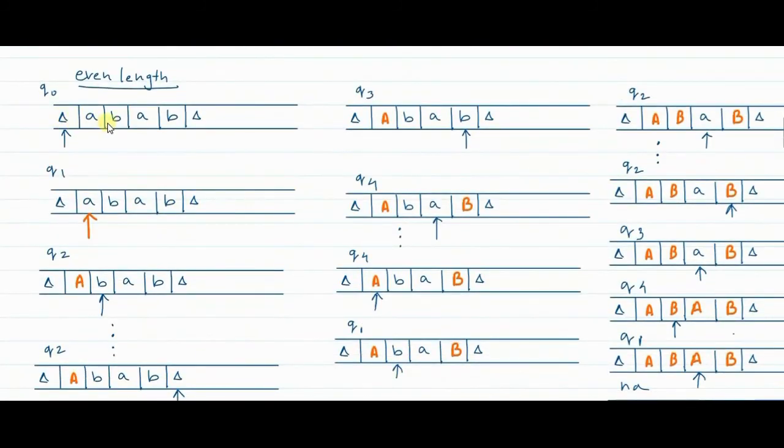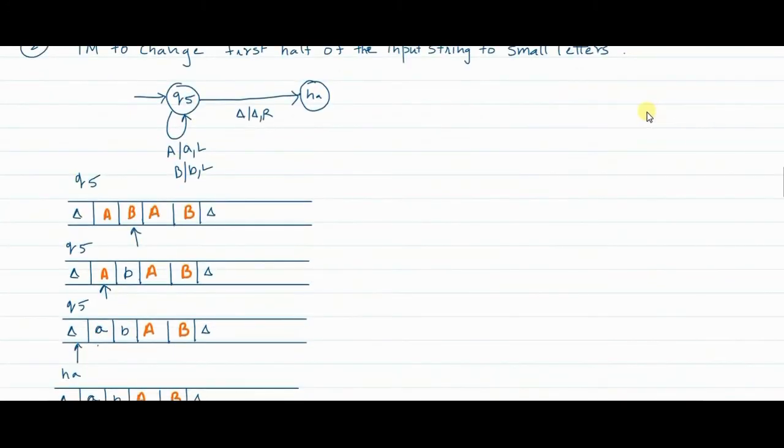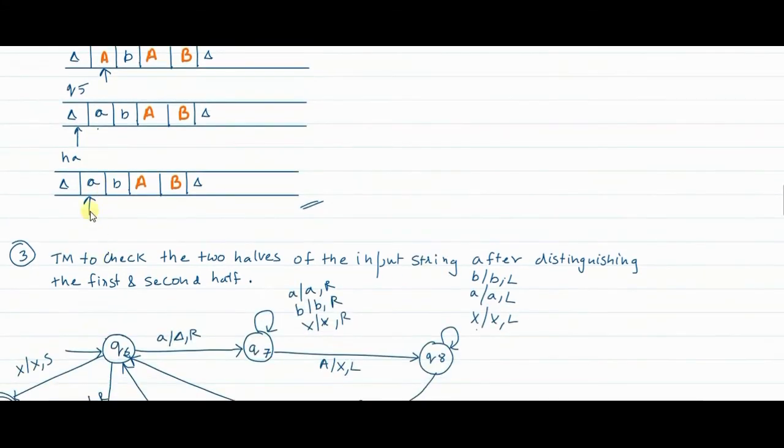It was AB. First, the first Turing machine checked that AB is even, and it made sure that the pointer was pointing somewhere in the middle of the string. Then the second Turing machine did what? The output of the previous Turing machine was this. The second Turing machine converted the first half to small cases and made sure that the pointer is pointing to the first element of the first half of the string.